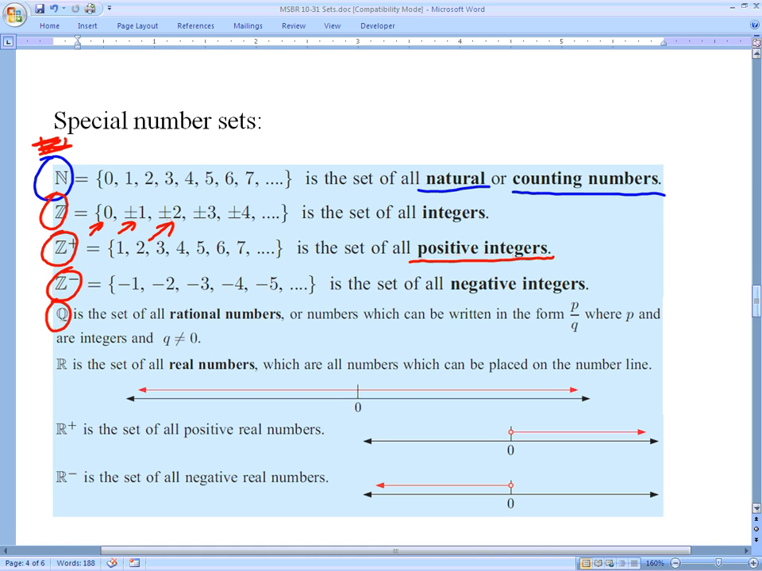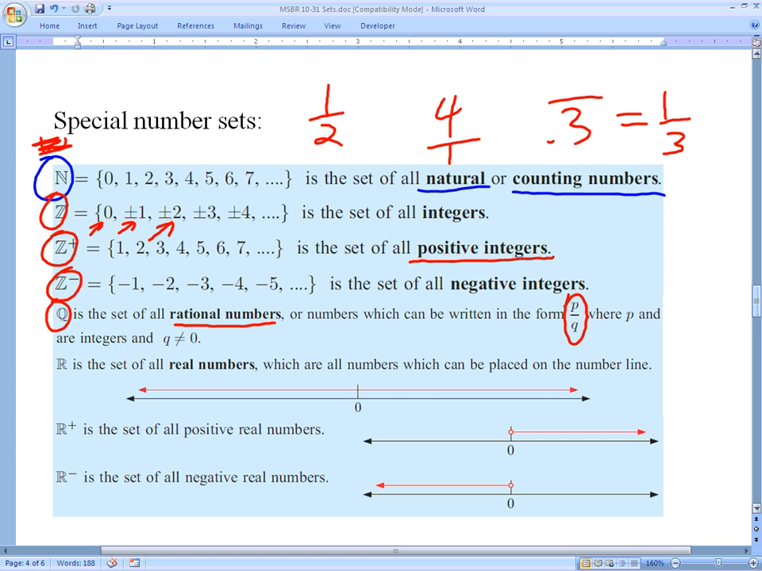The fancy Q is rational. Q standing for quotient, quotient meaning division, division being a way to write a fraction. So anytime you can write a number as a division of two things, like for example, 1/2 is certainly a rational number because I can write it as 1 divided by 2. 4 is a rational number because I can write it as 4 divided by 1. 0.3 repeating is a rational number because I can write it as 1 over 3, so on and so forth.